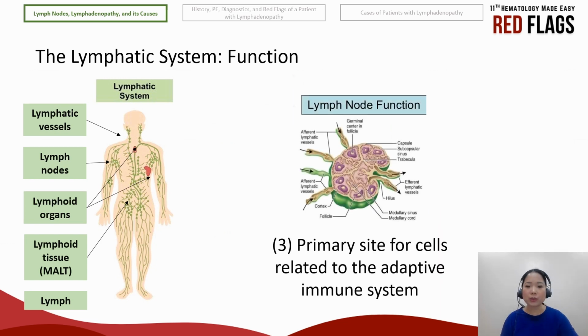Perhaps the most important role of the lymphatic system is its immune function. It is the primary site of cells relating to the adaptive immune system, which includes the T cells and the B cell lymphocytes. The lymph also transports antigen-presenting cells, such as dendritic cells, to the lymph nodes, where an immune response is stimulated.